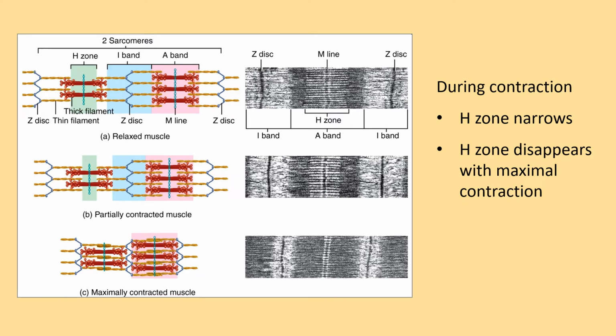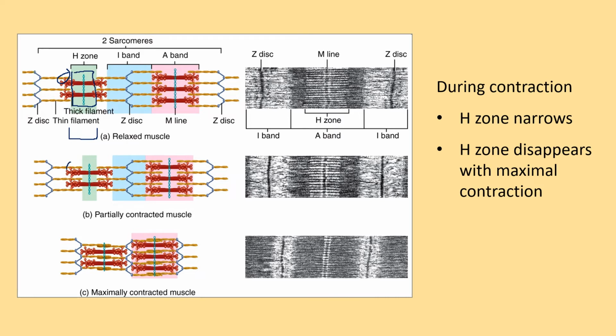Okay, so let's look at the width of the H zone in a relaxed muscle, a partially contracted muscle, and a maximally contracted muscle. So let me go back to blue here. And here's the width of the H zone in a relaxed muscle cell. So there's a little bit of overlap between thick and thin filaments here. The H zone, I'll remind you, is defined as the region of a sarcomere where there is no overlap between thick and thin filaments. And then the muscle starts to contract.